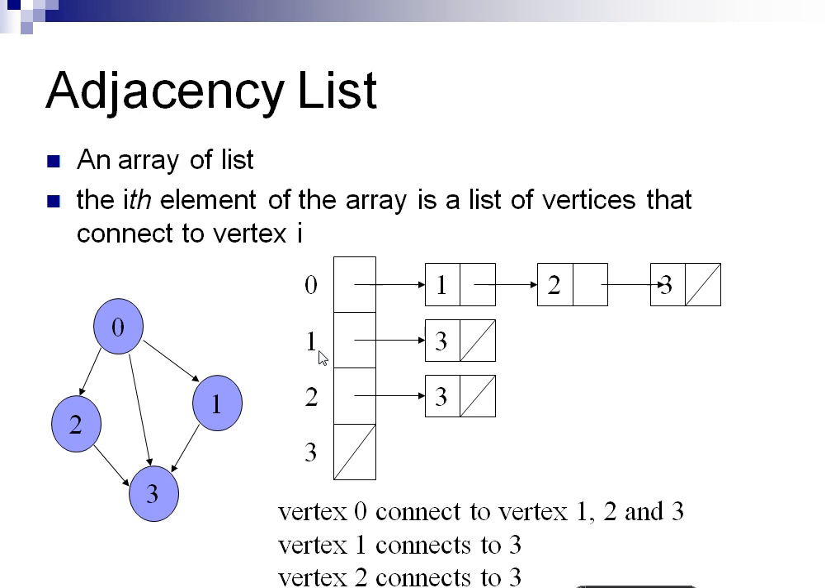Similarly, from vertex 1 we have a connection to vertex 3 and then null. From vertex 2 we have a connection to vertex 3 and no further connection here. From vertex 3 we do not have any outgoing edge, so it is not showing any pointer to other node. Simply we'll write it as null.